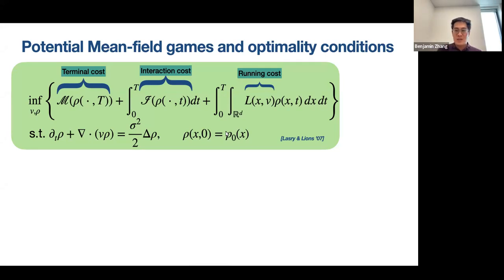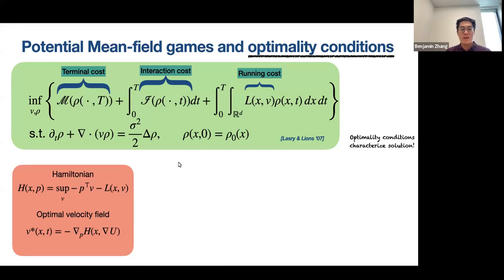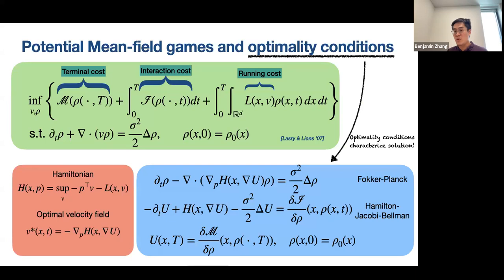One way to study this optimization problem is to look at the optimality conditions. You first define a Hamiltonian based on the running costs. Then you can express the optimum velocity field in terms of the Hamiltonian and a function u, where u solves the Hamilton-Jacobi equation, which is one of the two equations in the optimality condition. So some people in mean field games would consider this system, a coupled set of two nonlinear PDEs, to be the mean field game: one Fokker-Planck, where the velocity field is related to the solution of the Hamilton-Jacobi equation, and the Hamilton-Jacobi equation is coupled to the Fokker-Planck through a source term and terminal conditions that depend on the solution of the Fokker-Planck. This coupling between the two equations is the main reason why it's not just an optimal control problem, but a mean field game problem.